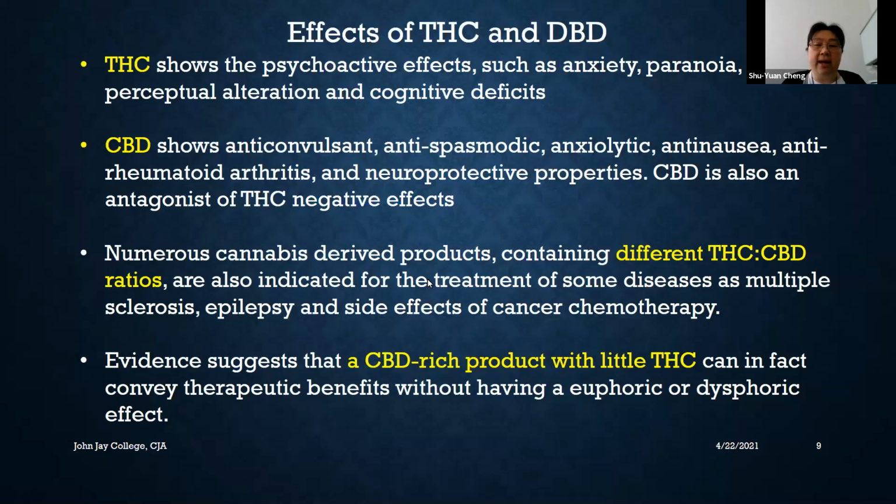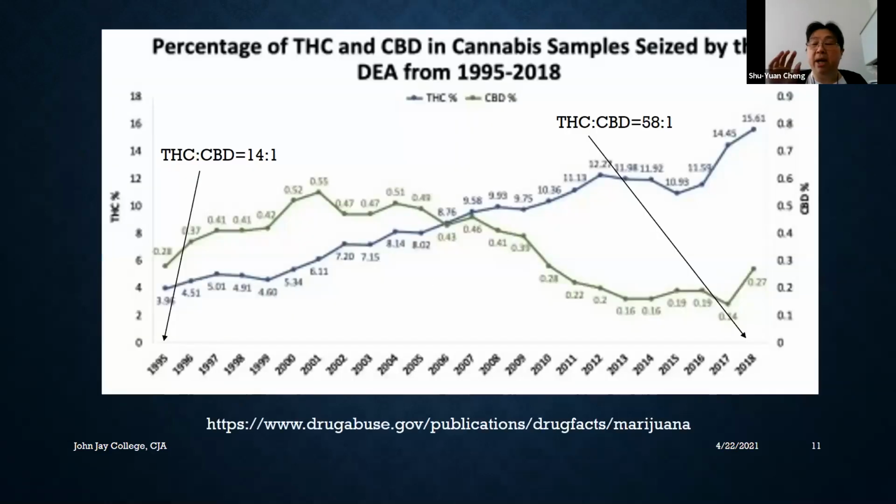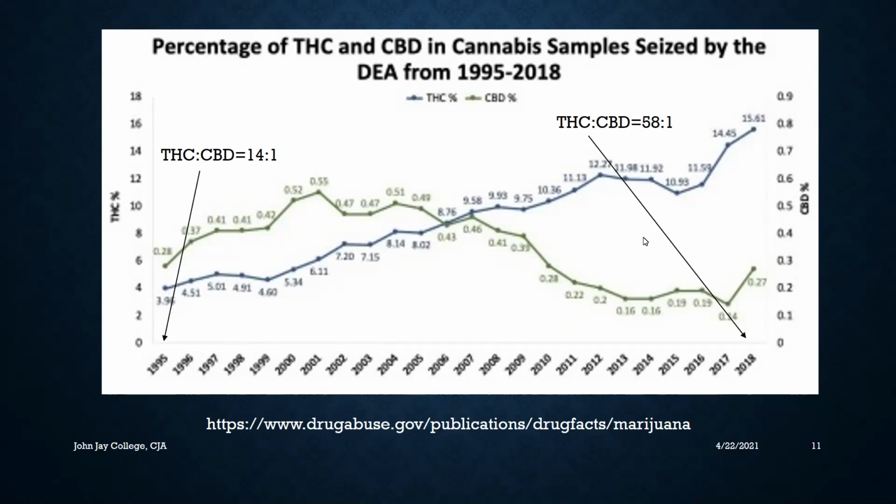But nowadays, we find out that the marijuana seized by the DEA, the Drug Enforcement Administration, from the street, about 25 years ago in 1995, had less THC. The THC to CBD ratio in 1995 was only 14:1. But in 2018, the marijuana seized by the DEA has a THC to CBD ratio of 58:1. If you look at the numbers, the CBD didn't change, but THC concentration increased dramatically. This means people who use marijuana now really take in a lot more THC.